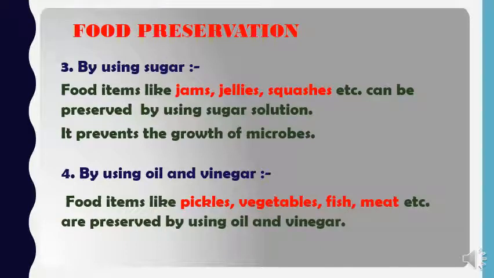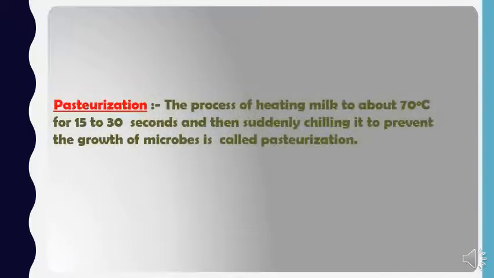Food items like pickles, vegetables, fish, meat, etc. are preserved by using oil and vinegar. Before proceeding further with the fifth and the sixth technique, we shall be understanding one simple phenomenon, one simple method of conservation of the food items. This is known as pasteurization. Have a look at the spelling properly.